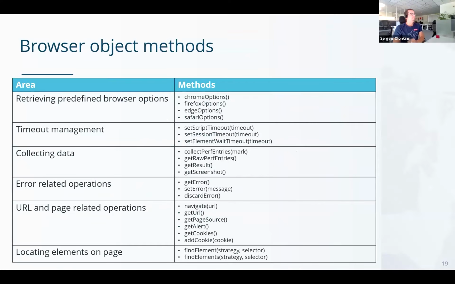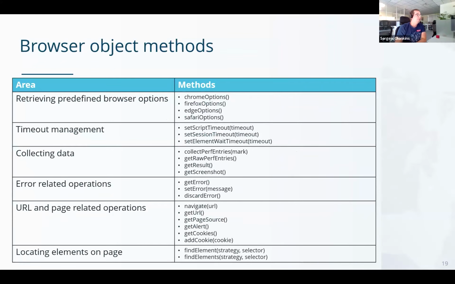Now, as already mentioned, the browser object is the most important one. Therefore, it has the larger scope of available methods. Here, a short list of the main methods that are used by this object is displayed. The methods are grouped by the area of usage.